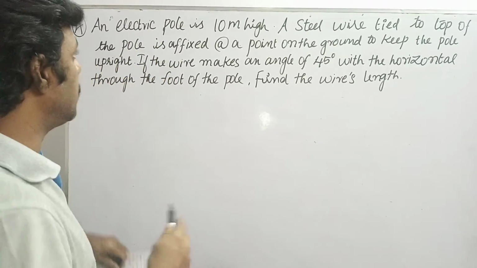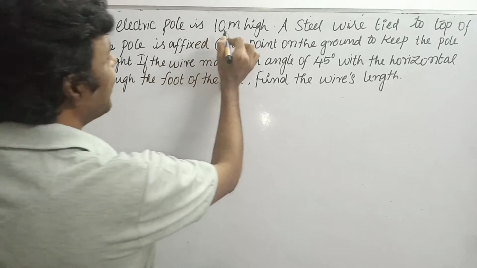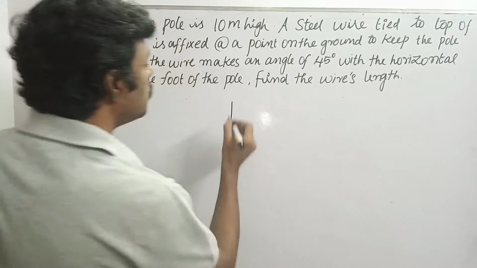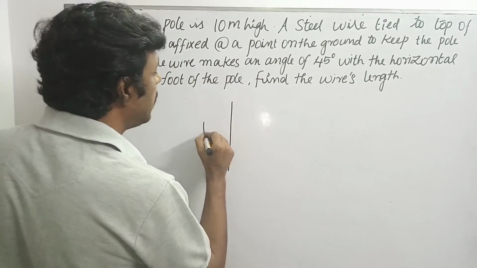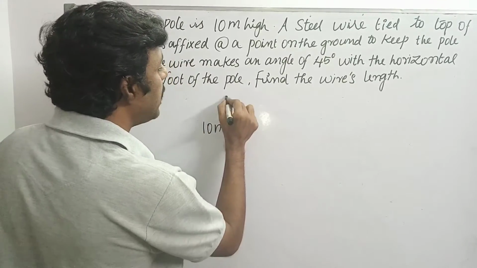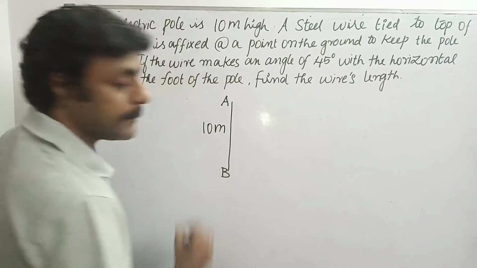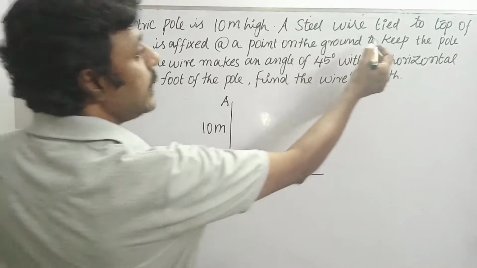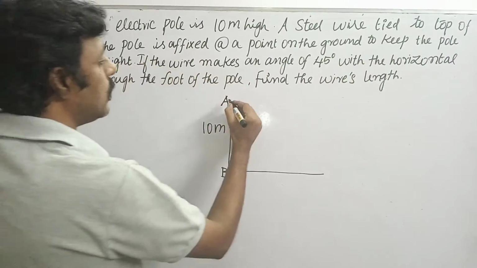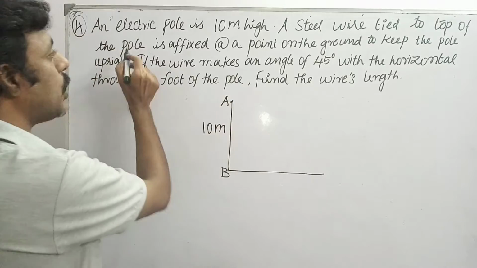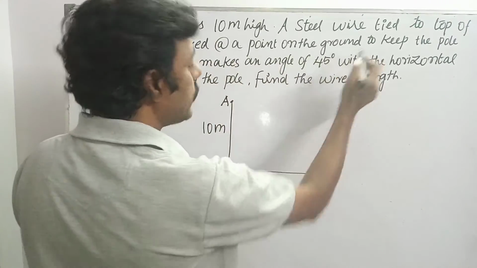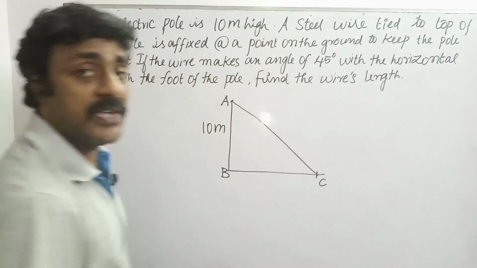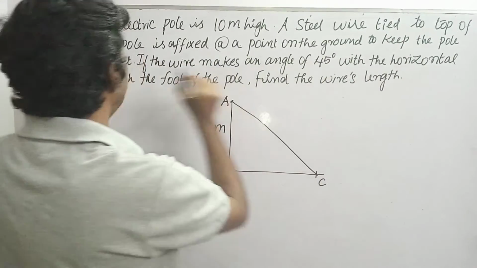So we'll go step by step. An electric pole is 10 meters high. So let us assume that this is the electric pole, which is 10 meters. I'm naming it as A and the other point as B. Let this be the ground level. A steel wire is tied to the top of the pole and is affixed at a point on the ground. Let this point be C, to keep the pole upright.